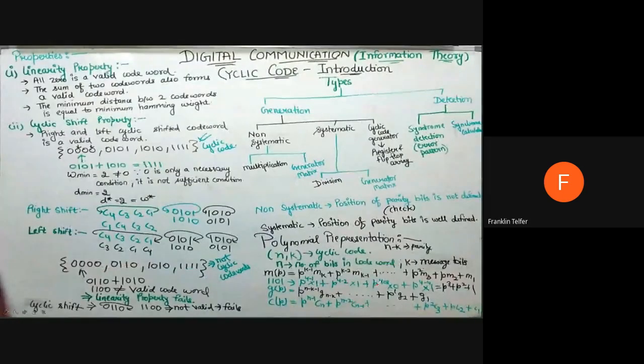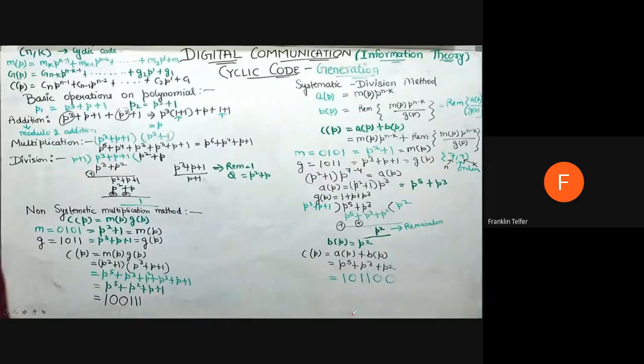And in the cyclic code introduction, we have seen the generation and detection types. Systematic and non-systematic generation, and detection with syndrome calculation. We have seen one example of how the cyclic shift occurs and how the properties are governed. We have seen the polynomial representation, how the message signal, the generator and the code are represented in terms of polynomials. And we have seen the basic polynomial operations, how addition, multiplication and division are performed.